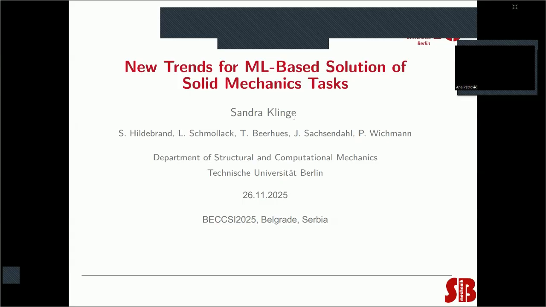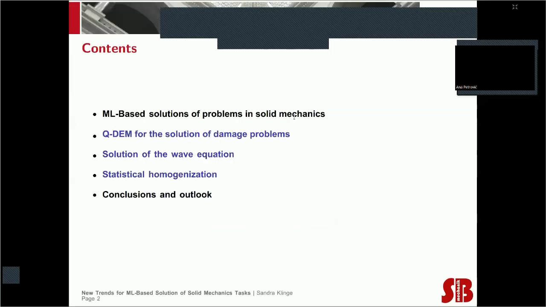Now I will start with my talk, which is a kind of review of our most recent work on the application of neural networks for different solid tasks. For this purpose, I chose three very different examples. For the first, I will tell something about the application in intelligent mechanics, thereafter for the solution of the wave equation, and the last example is related to the evaluation of effective values for heterogeneous materials.